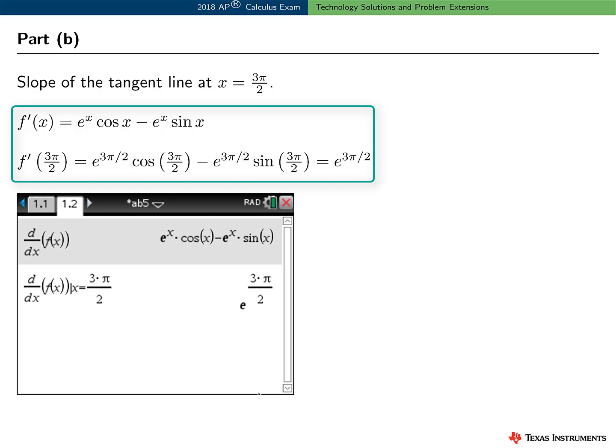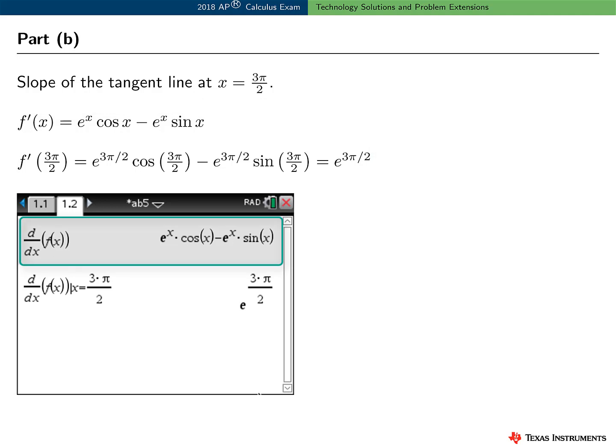If we're solving this problem without technology, a reasonable first step is to find f prime of x, and then evaluate this function at x equals 3 pi over 2.